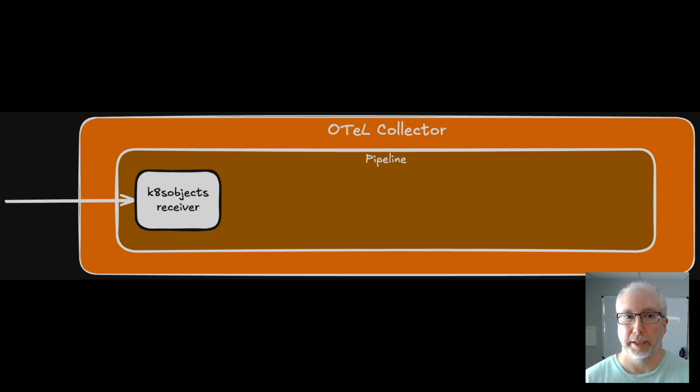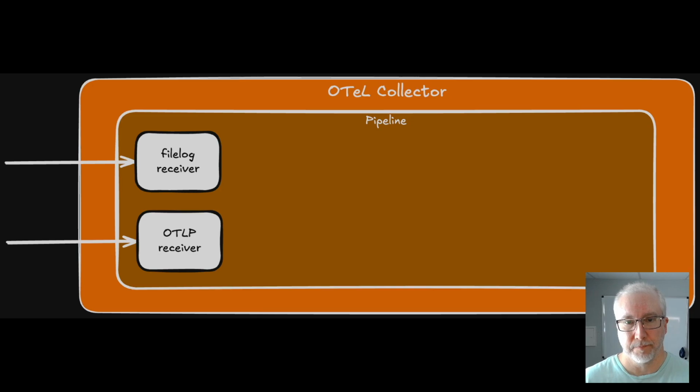Depending on the pipeline, you may only have one receiver, but it's also possible to have multiple. So here we have a filelog receiver, which reads logs from nodes, and we have an OTLP receiver, which could receive traces, metrics, or anything else sent from applications, for example. If you have different locations we want to get logs from, but process them all in the same way, we can use multiple receivers in a single pipeline to achieve this.